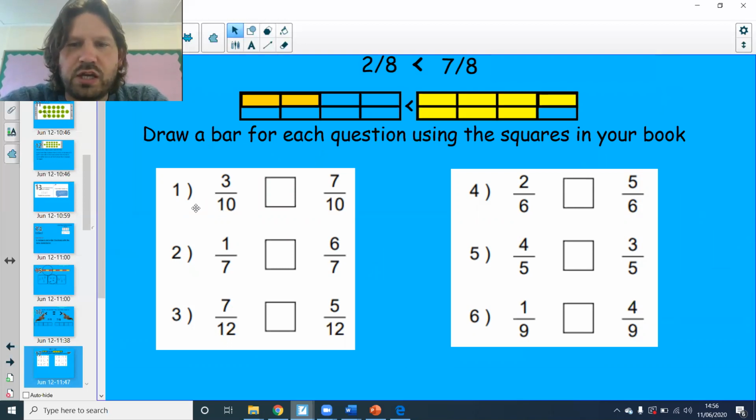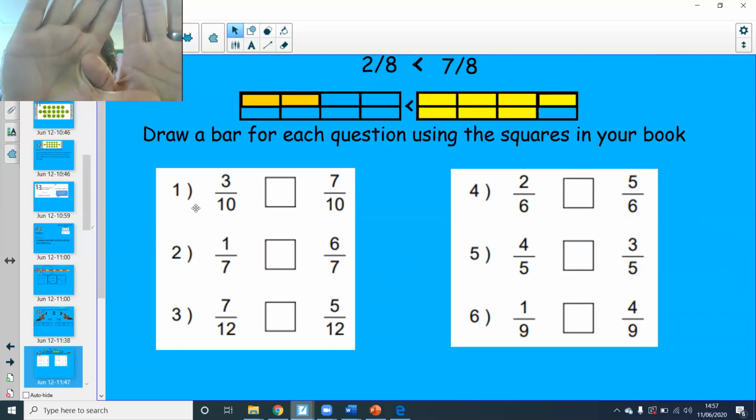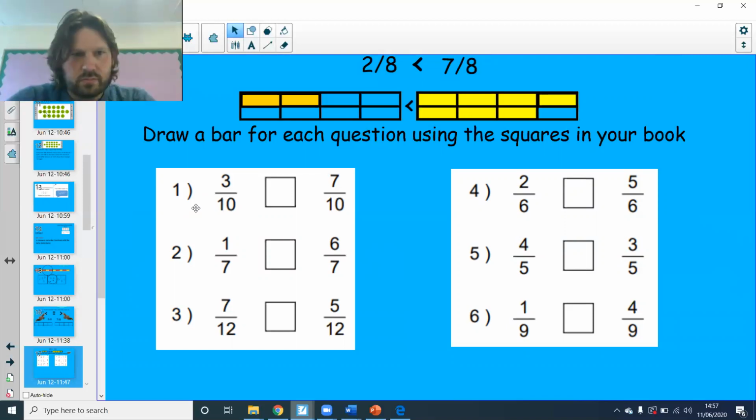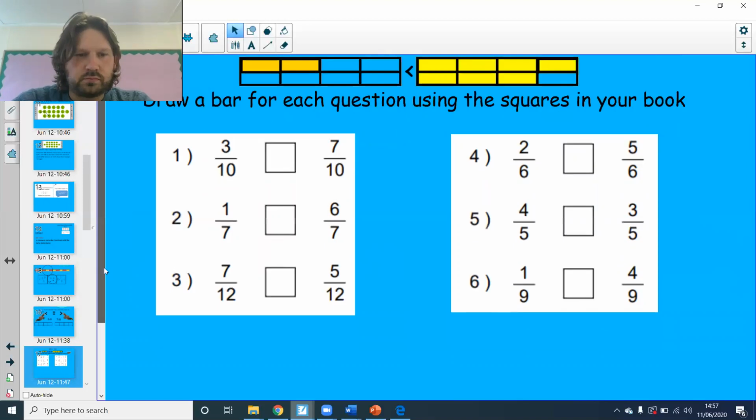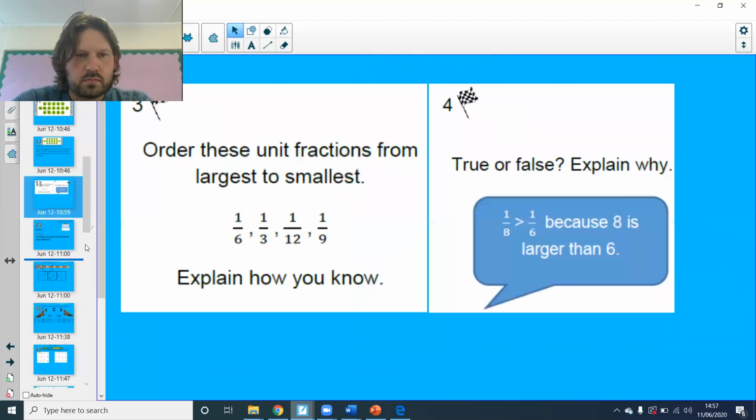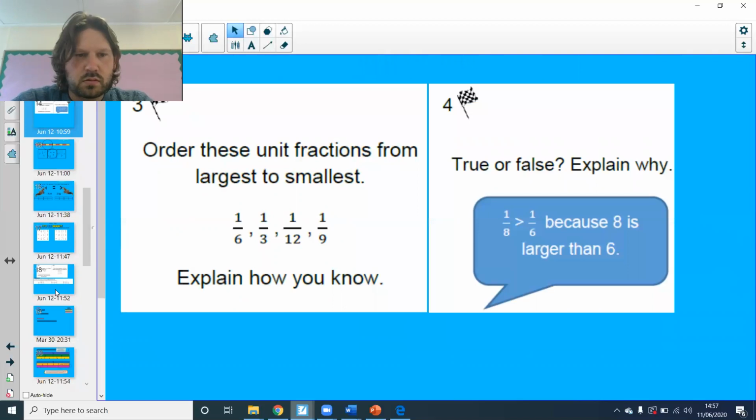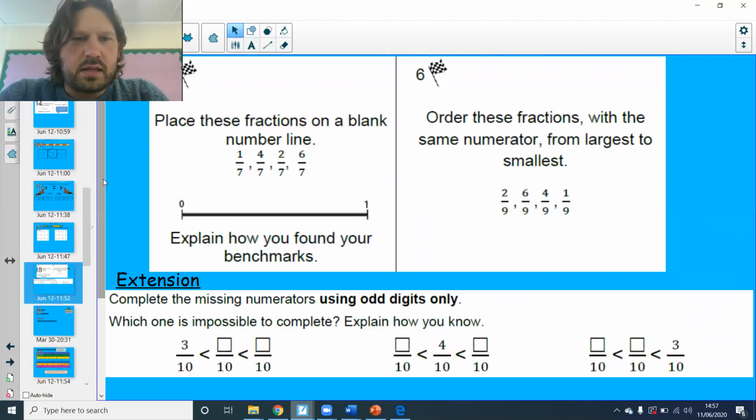Draw a bar for each question using the squares in your book or on your sheet, or you can print them out. So 3/10 and 7/10. Is it greater than, less than, or equal to? Okay, and you carry on and we can have a go at all of these. Okay, so pause, have a go at these. Lovely.